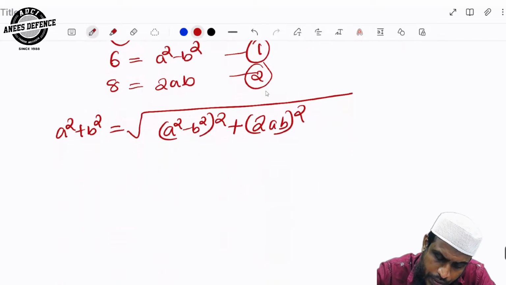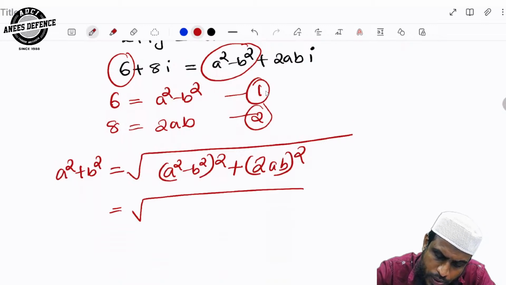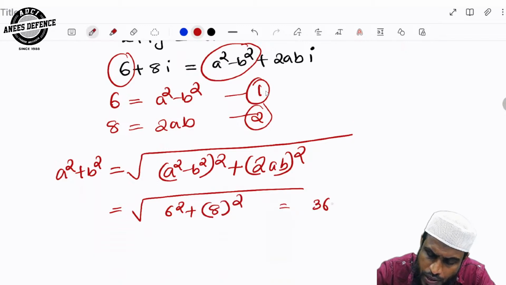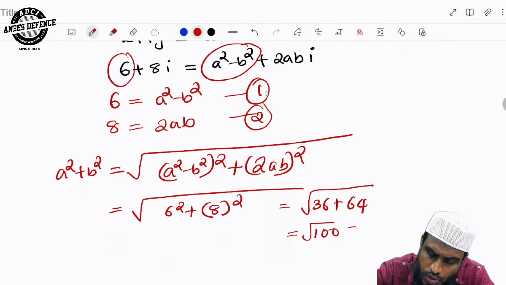So here, put the result here. A square minus b square is 6, so 6 square. 2ab is 8, so 8 square. So 6 square is 36, 8 square is 64. So 36 plus 64 is 100. So root of 100 equal to 10.